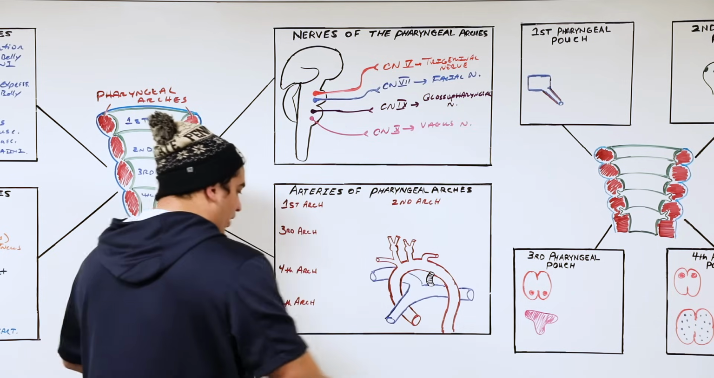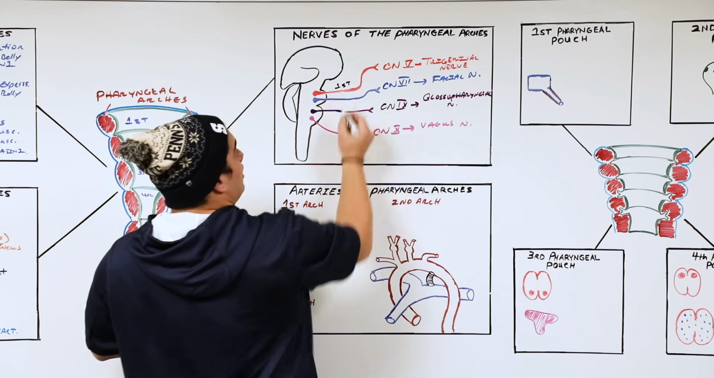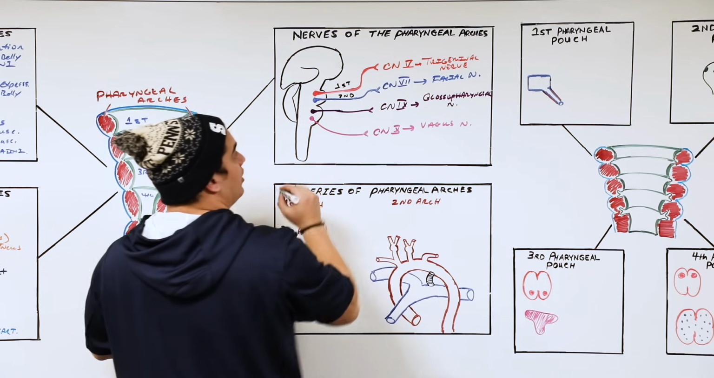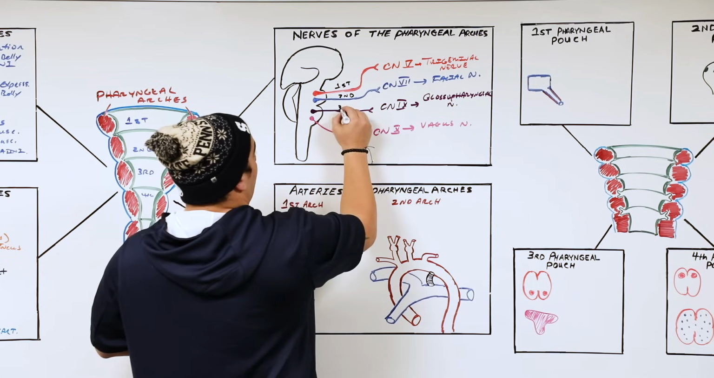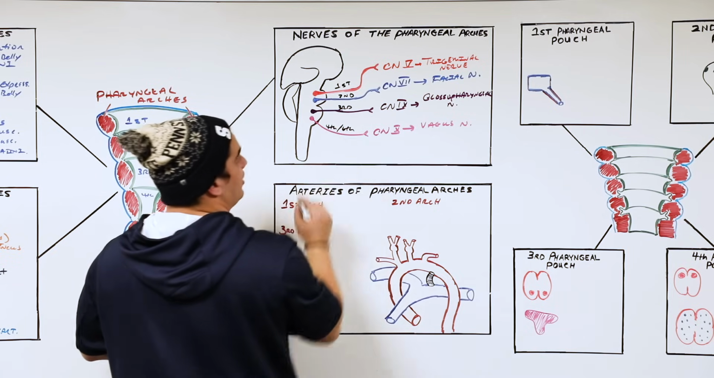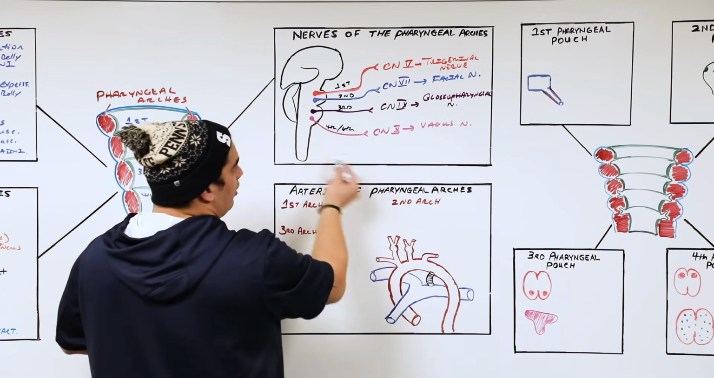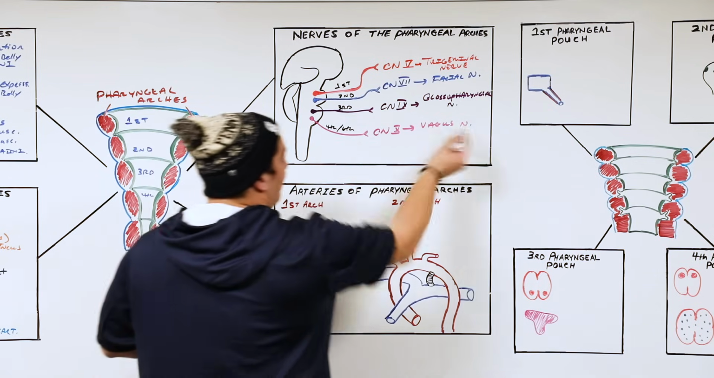So again, quick recap of these. First pharyngeal arch will be the trigeminal nerve. The second pharyngeal arch derivative is going to be the facial nerve. Third will be the glossopharyngeal. And then fourth and sixth, particularly if you really want to be specific, the superior laryngeal nerve for the fourth, and then the recurrent laryngeal nerve for the sixth will be for the vagus nerve.